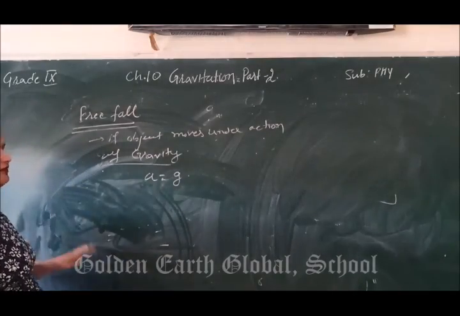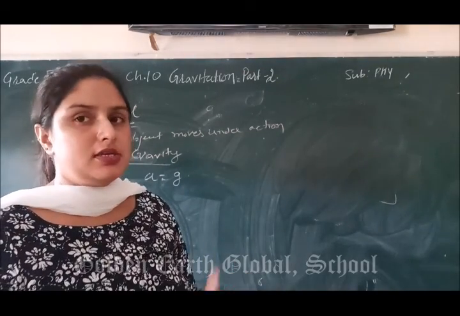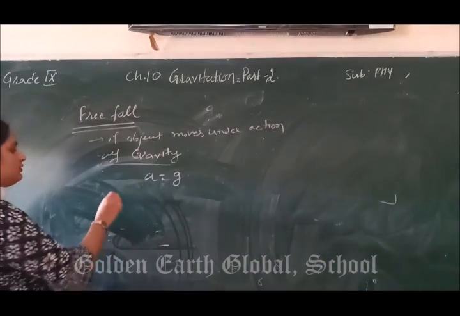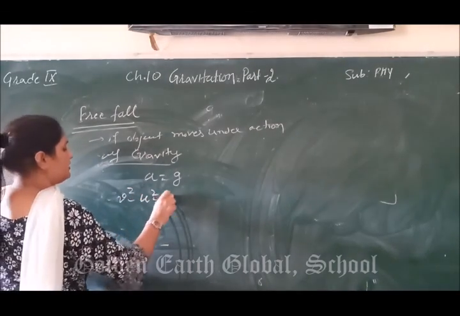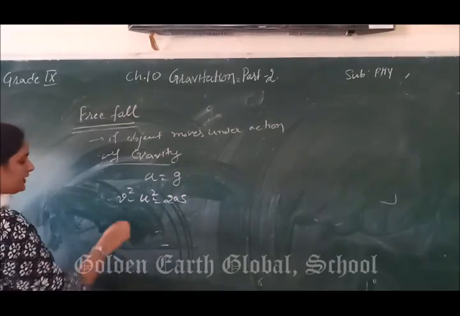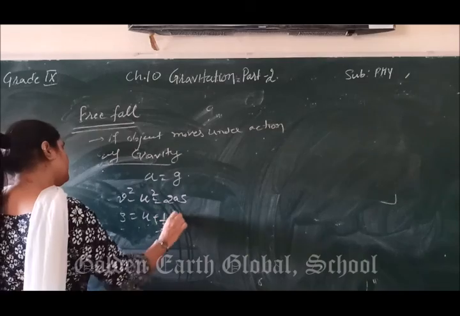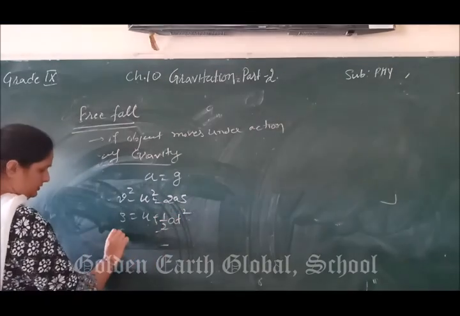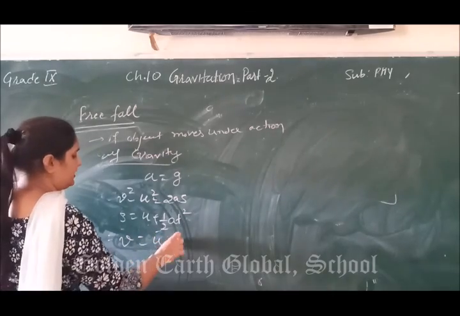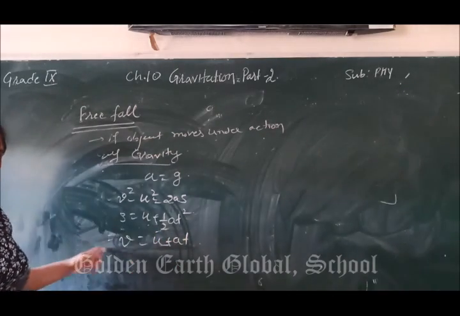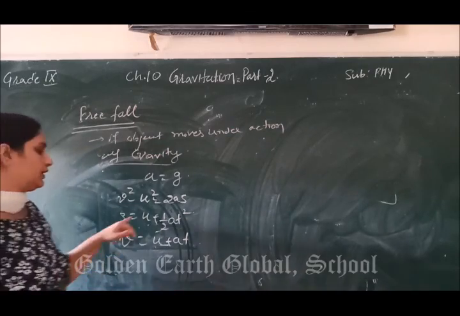Now as we have done in the chapter on motion, the equations of motion for the straight line: v square minus u square is equal to 2as. The second equation is s is equal to ut plus half at square, and the last equation is v is equal to u plus at. These are the three equations of motion for straight line motion.